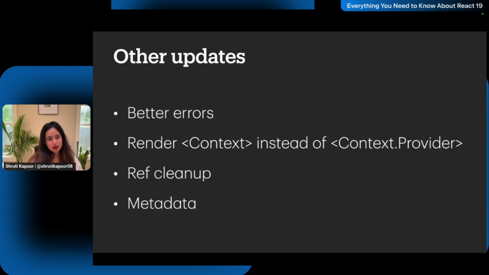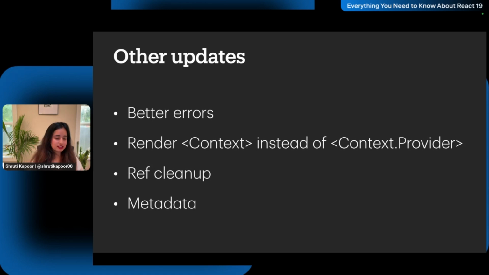There are some other updates. Like error rendering is getting better support. In React 19, you can now render context instead of context.provider. You can also use the use API. React also supports returning a cleanup function from ref callback.